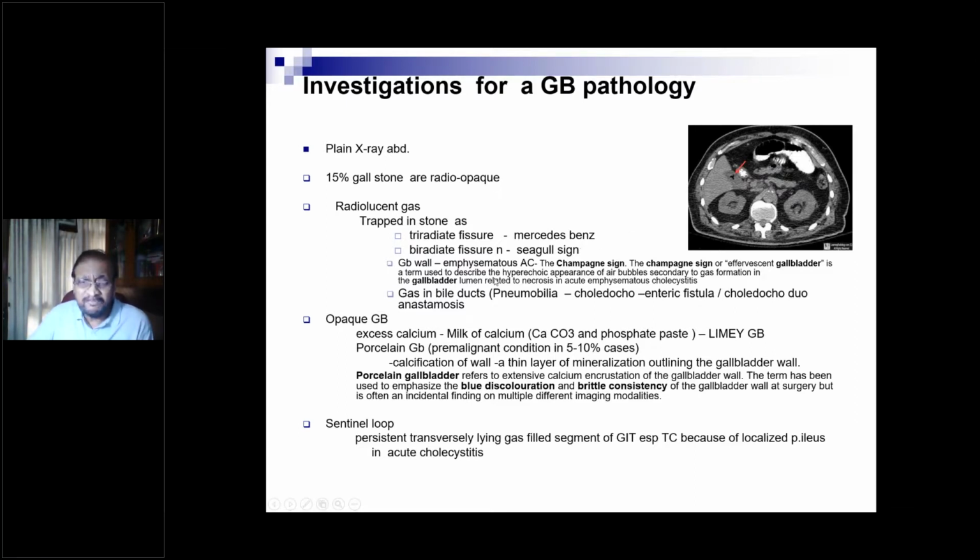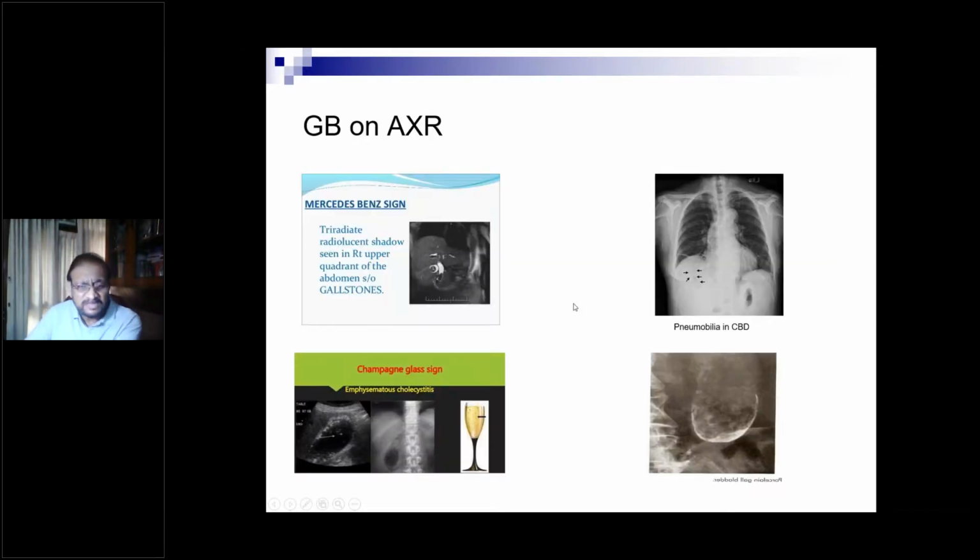You can also get emphysematous acute cholecystitis. What do you find? The champagne sign. What is the champagne sign? See this. It's just like gas bubbles in a champagne bottle. Can you see these gas bubbles coming? So that is the emphysematous cholecystitis. You get the champagne sign on the plain scagogram. This is a Mercedes-Benz sign, right?